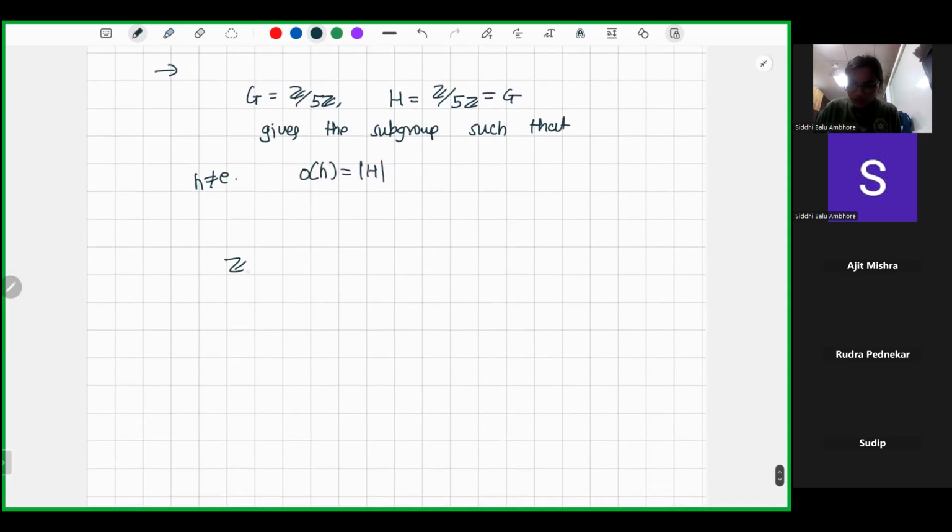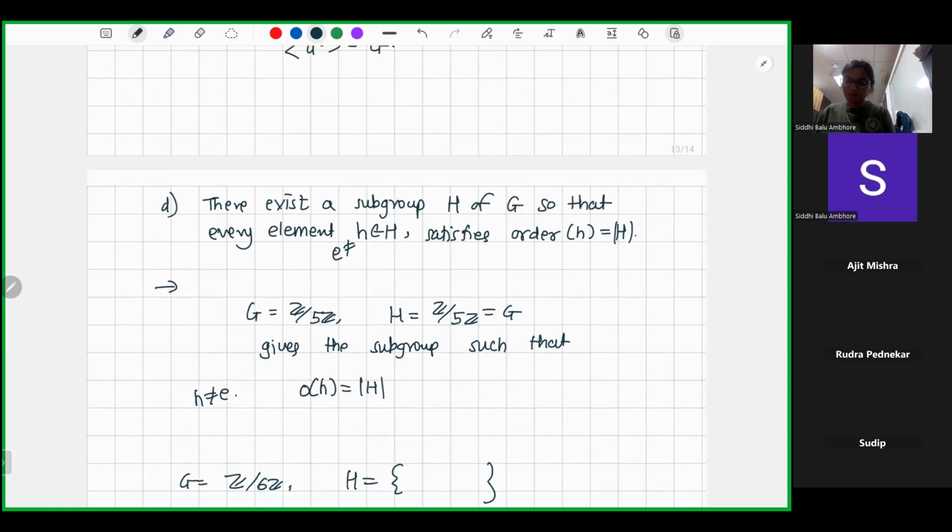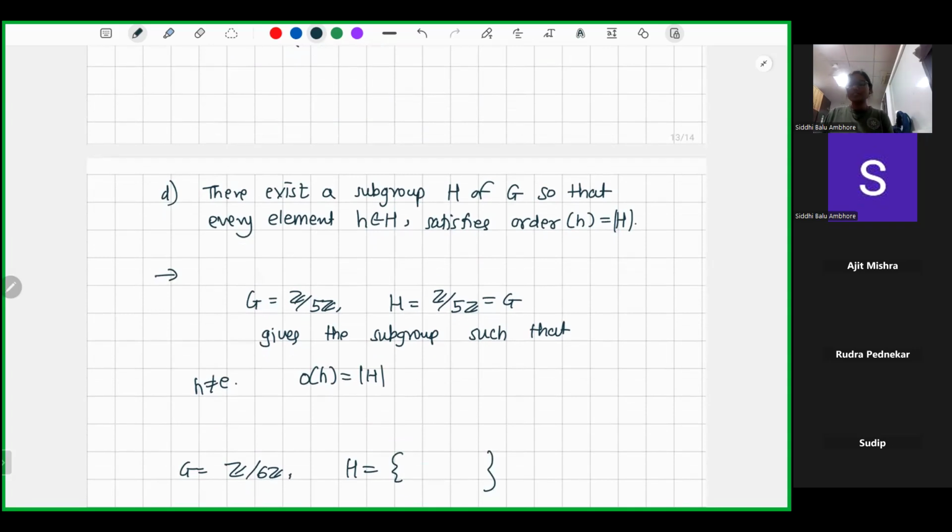So can we try to give such an H in G equal to Z mod 6Z? What H shall I choose in order to have each element of this subgroup of G with order equal to the size of H? If I remove this condition, then H equal to identity will always satisfy it: there exists a subgroup H of G so that every element h in H satisfies order of h equals size of H. The order of E is anyway size of E, so this is trivially true, but in the non-trivial case, what can we say?